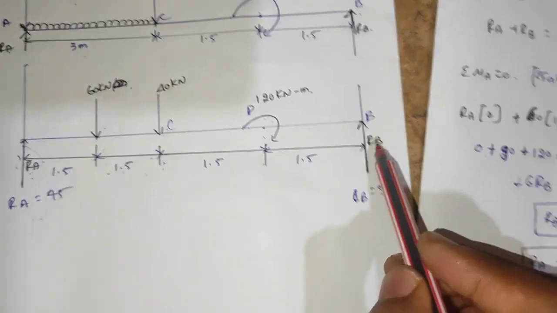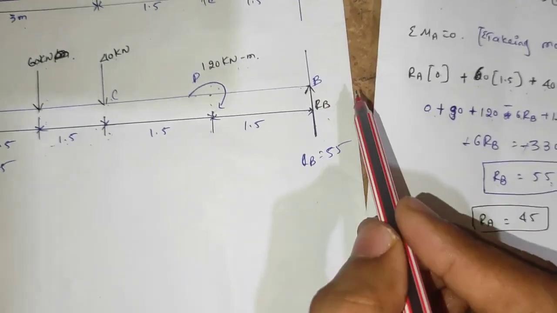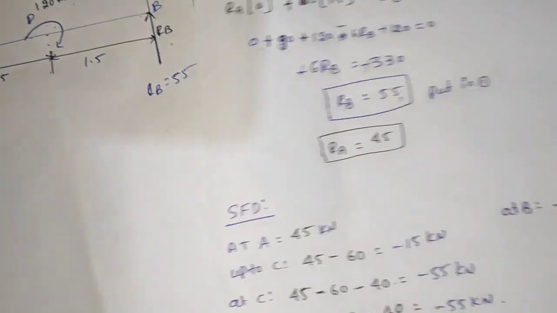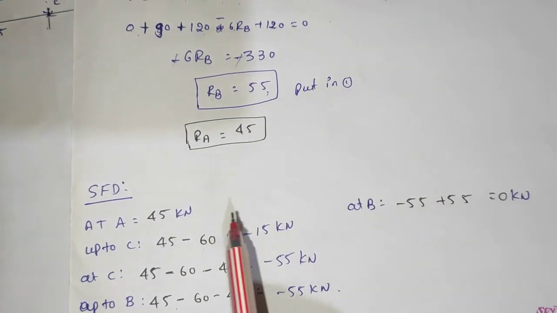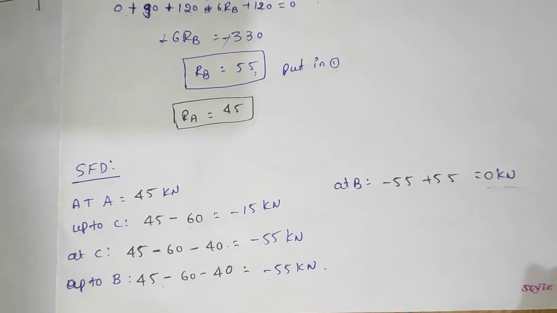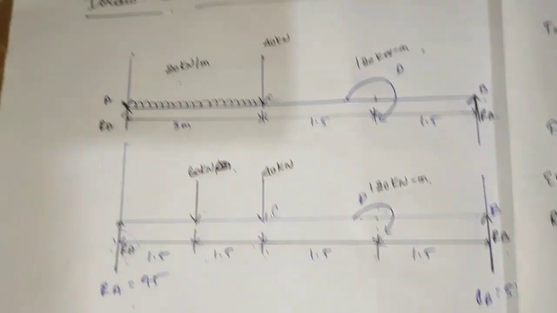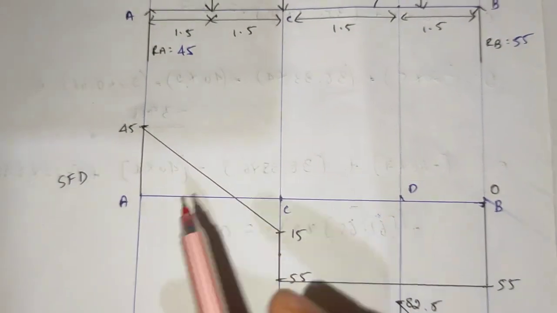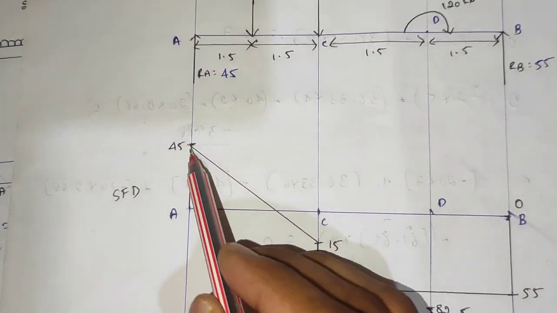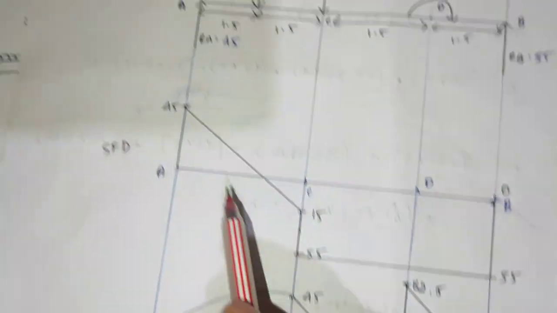Then at B, up to here we got minus 55, and it goes upward plus 55: minus 55 plus 55 is equal to 0. Remember, in the shear force diagram, starting and ending must both be 0. Then we are going to draw this shear force diagram. Yes, I have drawn it. A is equal to 45, I got 45.